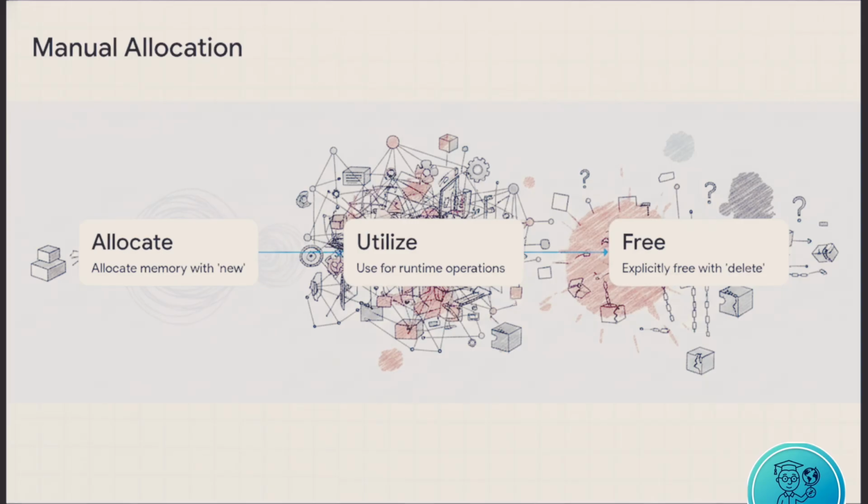In the old days, developers had to manually allocate memory using the new operator. Use it, and then flawlessly remember to free it using delete. Sounds pretty straightforward, right? But when your engine is executing billions of operations just to draw a room, forgetting a single delete command inevitably leads to those catastrophic memory leaks we just talked about.